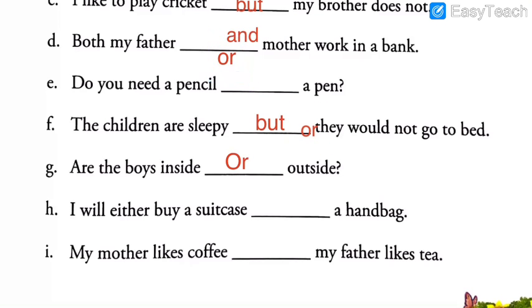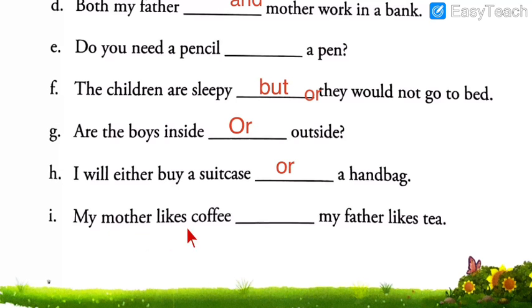So these tricks you will have to keep in mind. This you will only get when you come to watch the online lecture. Time to time you send your homework. I will either buy a suitcase or a handbag. So handbag and suitcase are the options. Choice is given here. That is why or is used.